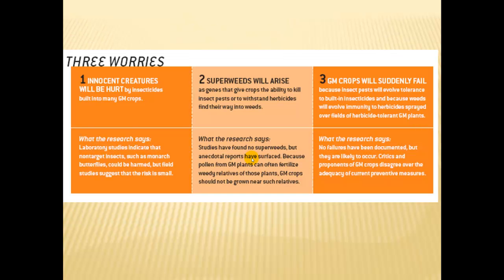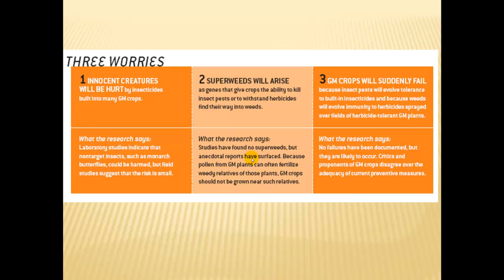Now, why is there a controversy? Well, there's three worries, and these worries in a lot of ways are unfounded and founded. The first worry is that innocent creatures will be hurt by insecticides built into the many GM crops. So BT could impact things like bees. We'll visit that potentially down the road.